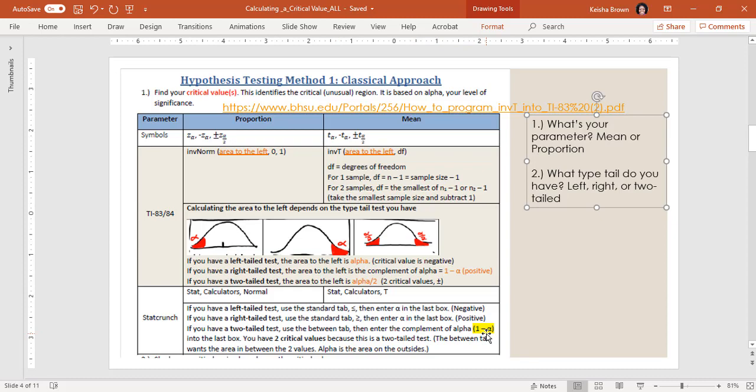So with a two-tailed test, your level of confidence is what's inside. I'm 95% confident. I'm 99% confident. Your alpha is what's split on the outside. So you have to enter on the between tab the actual area that's in between, the actual level of confidence.